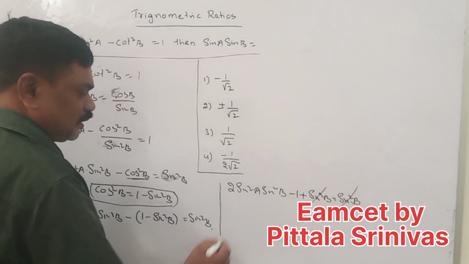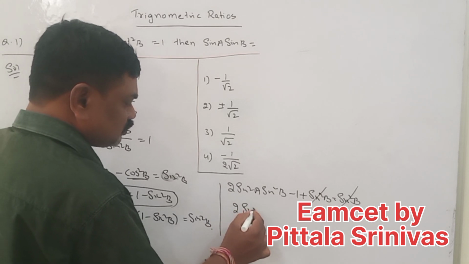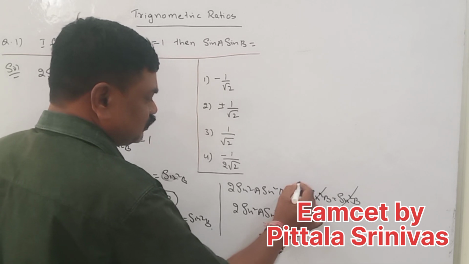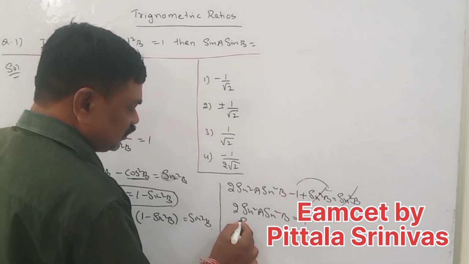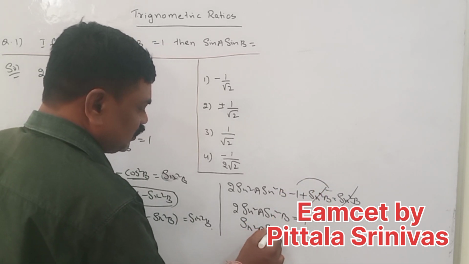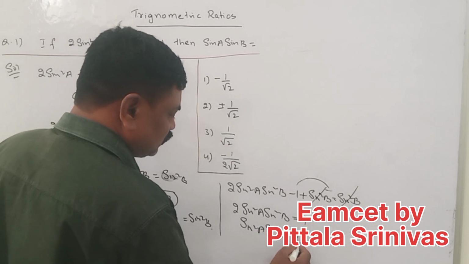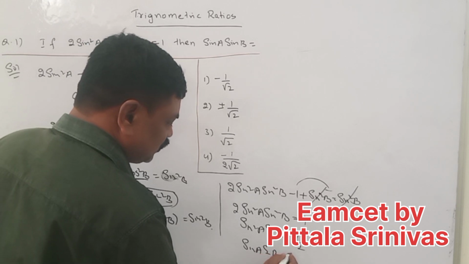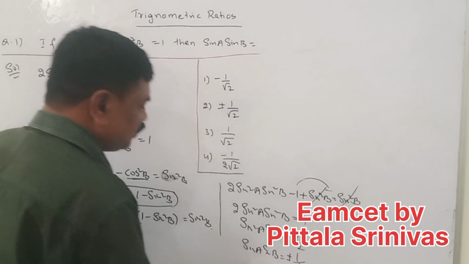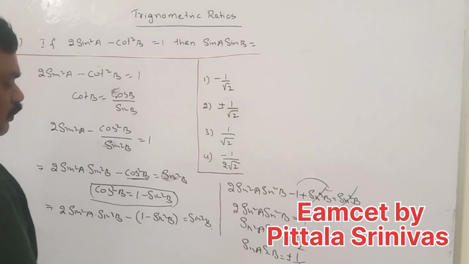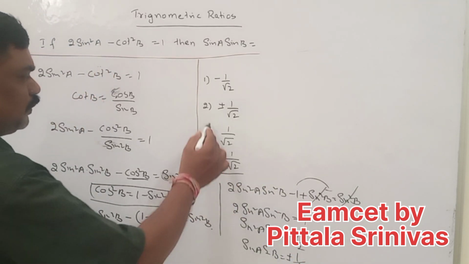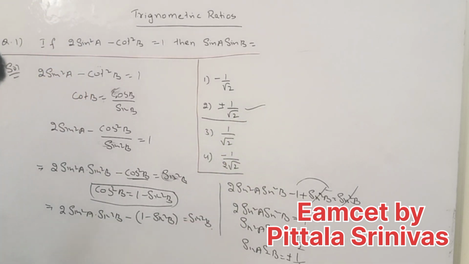This one cancels. 2 sin square A sin square B is equal to 1. Take the 2 to this side, that is sin square A sin square B is equal to 1 by 2. So sin A sin B is equal to plus or minus 1 by root 2. So sin A sin B is equal to what? Plus or minus 1 by root 2. 2 is the answer.